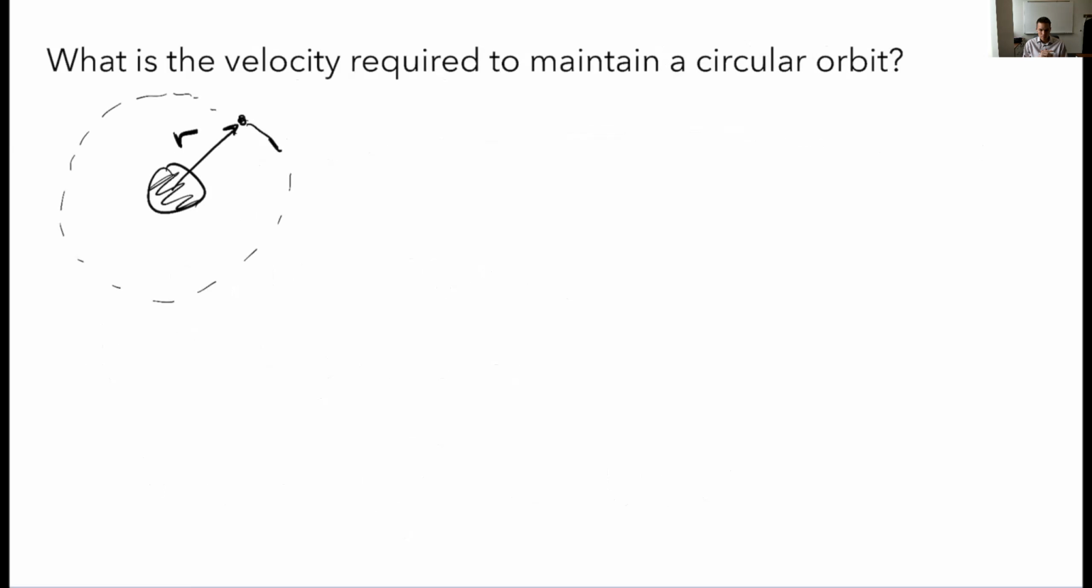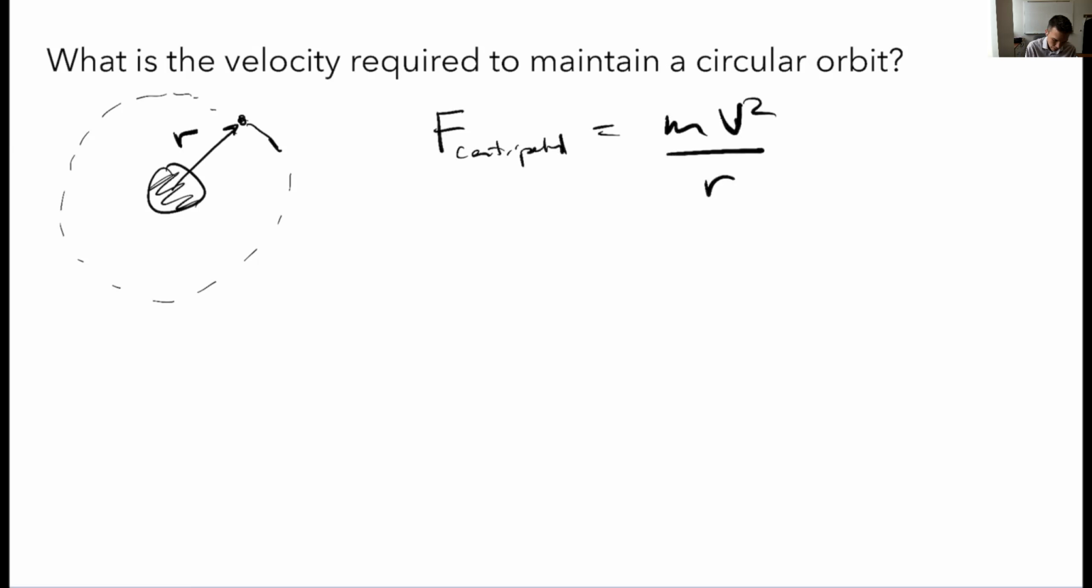Okay, so this one is easy. If we think back to physics, what's the acceleration that I need to maintain a circle? Remember that it's F equals mv squared over R. That's a centripetal acceleration, right? If I want to maintain a circle, I need the centripetal force to be mv squared over R, okay?